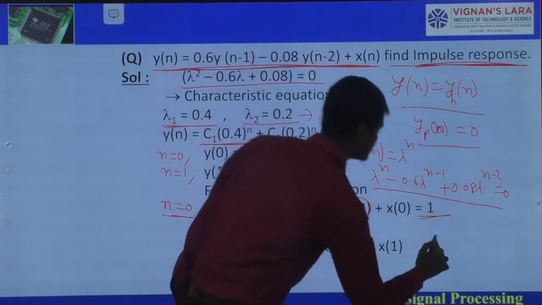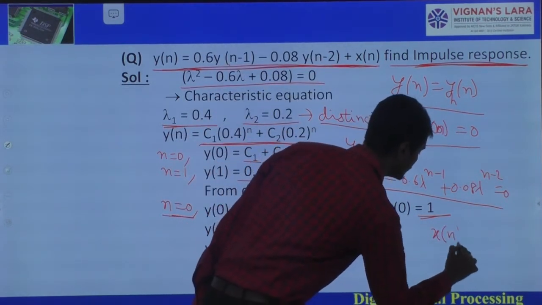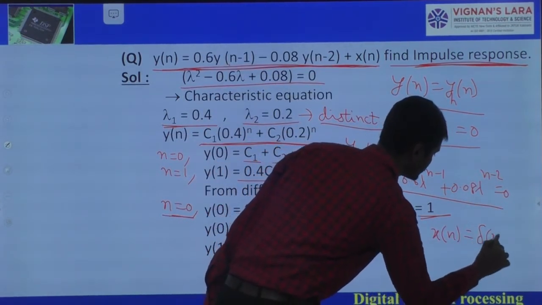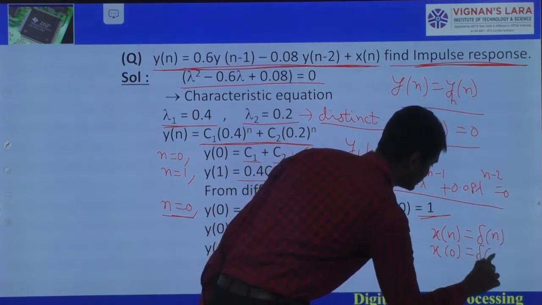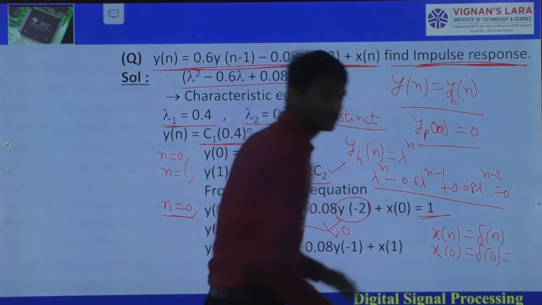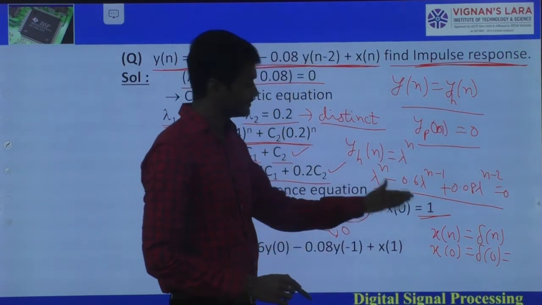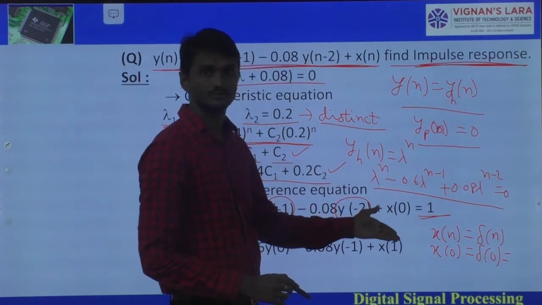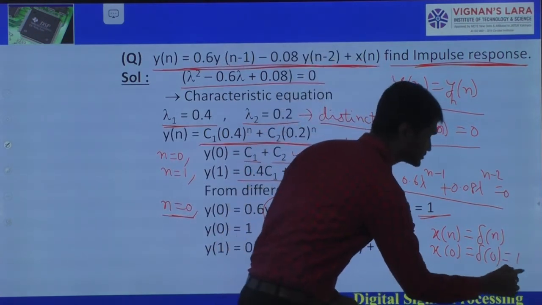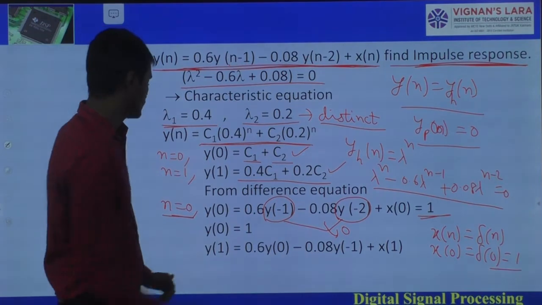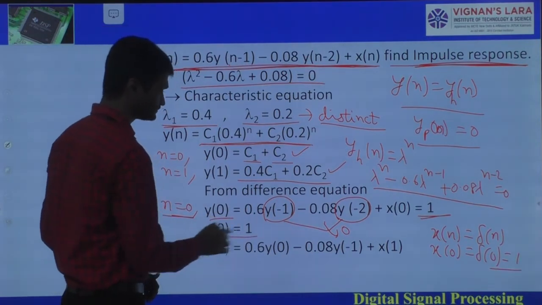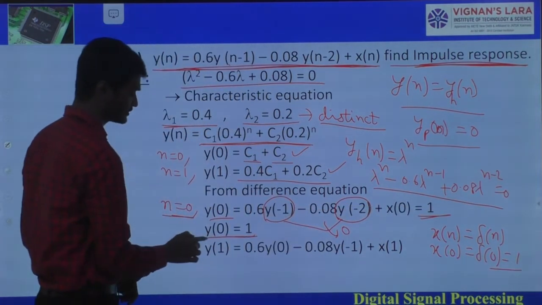We know x of n is equal to del of n, then x of 0 is equal to del of 0. That means the impulse function is only defined at n equals 0. So from that the value is equal to 1. Right? So it is equivalent to 1. y of 0 is equal to 1.